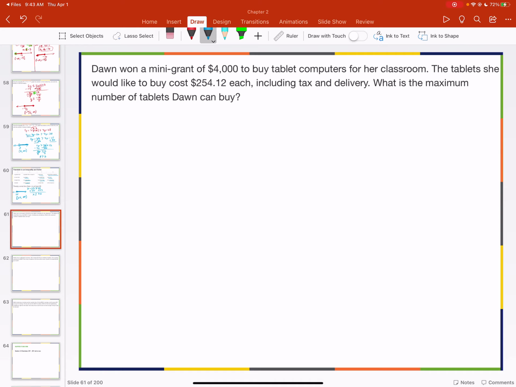Okay, so first of all, what do we need to write down here? We have, what can x represent? So x represents, let's let that be the maximum number of tablets that Dawn can buy. That's what we're looking for, right? So let x be number of tablets.